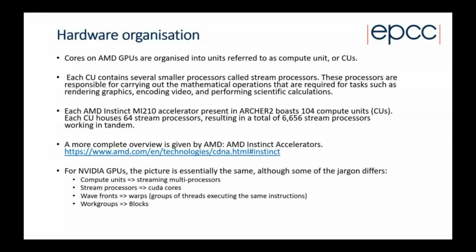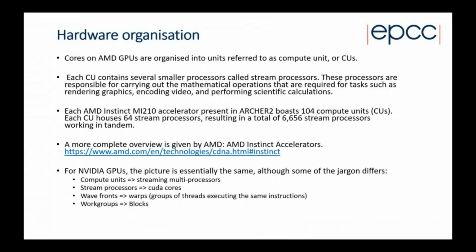So cores on an AMD GPU are organized into units. These units are referred to as compute units, or CUs. Each CU, or compute unit, contains many smaller processors called stream processors. This is particularly egregious, and I'll give you the translation below between AMD and NVIDIA. These stream processors are responsible for carrying out the mathematical operations required for tasks such as rendering graphics, encoding video, and performing scientific calculations. These are the cores that do the work.